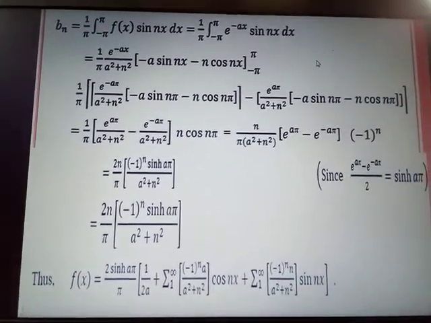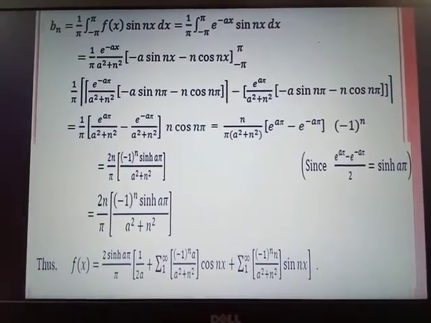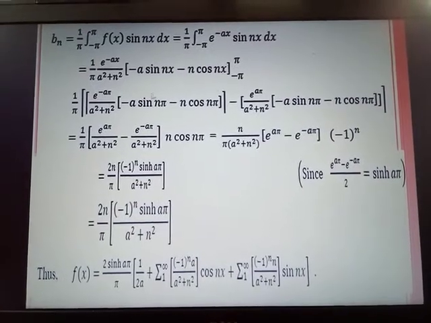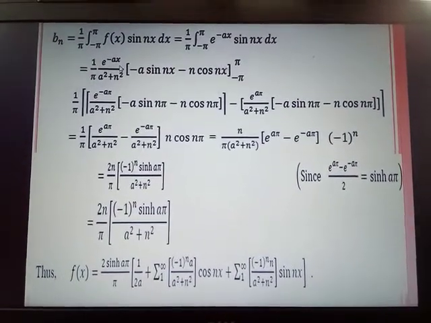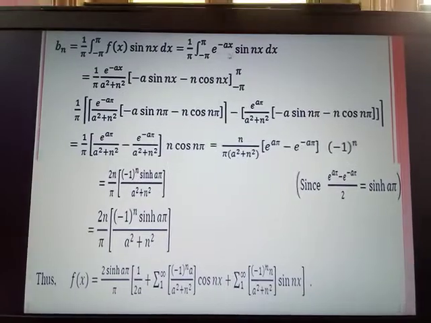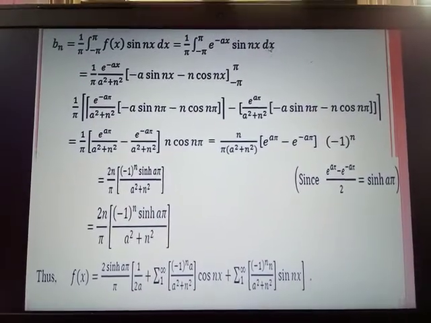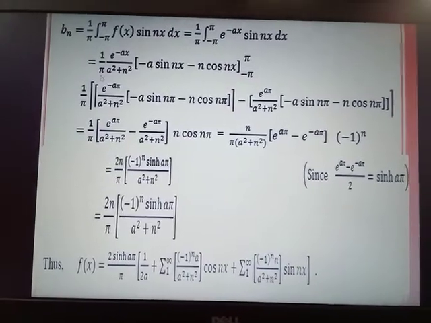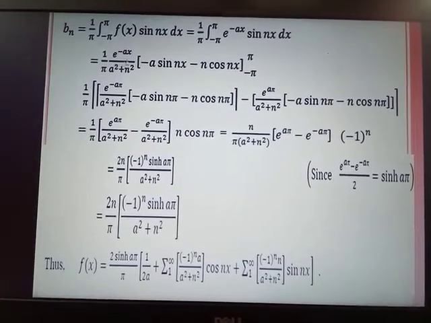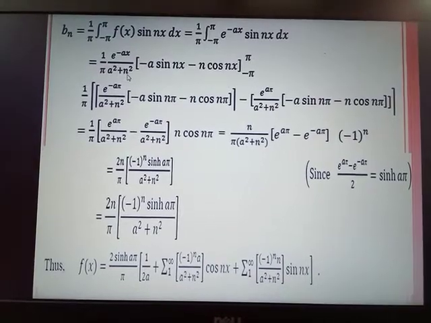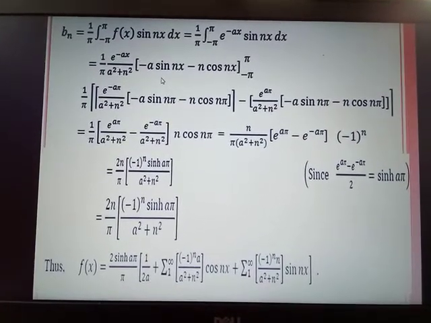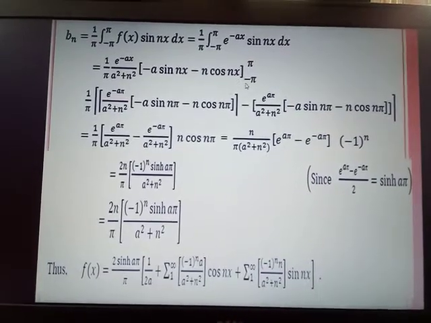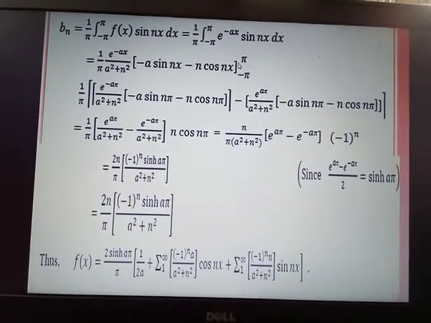Next is bn equal to 1 by pi. Again apply that result, e raised to minus a pi. Here you have to use the result, integration of e raised to ax into sin nx dx, and using that we get 1 by pi as it is, and e raised to minus ax divided by a square plus n square into minus a sin nx minus n cos nx, limits from minus pi to pi.